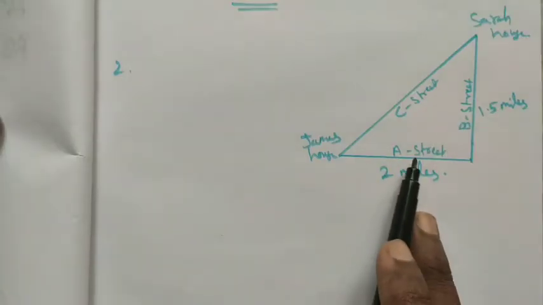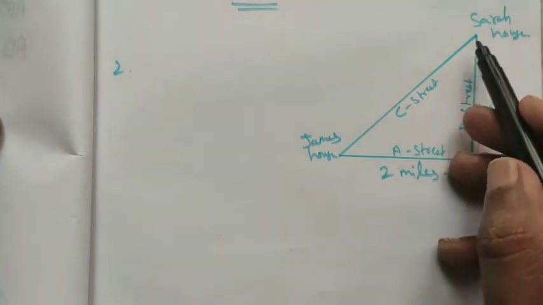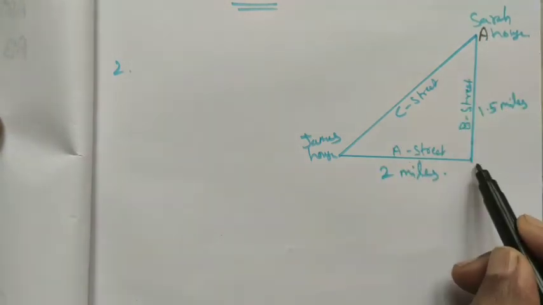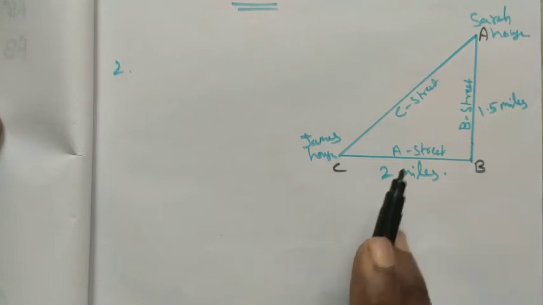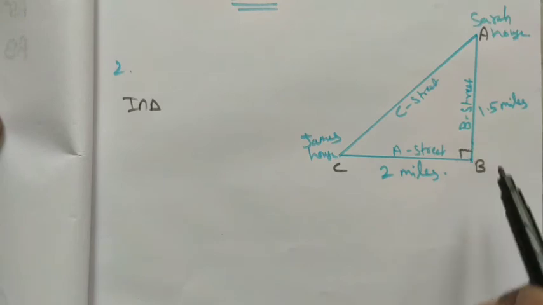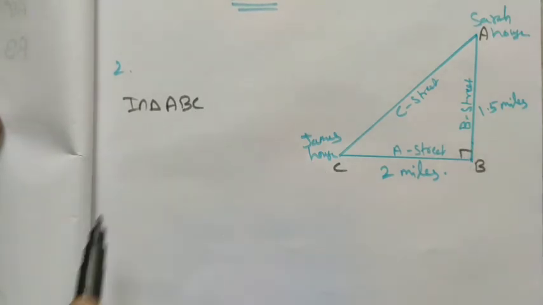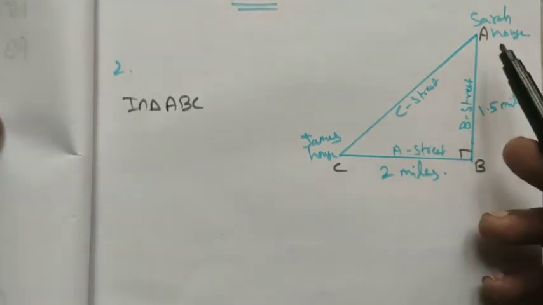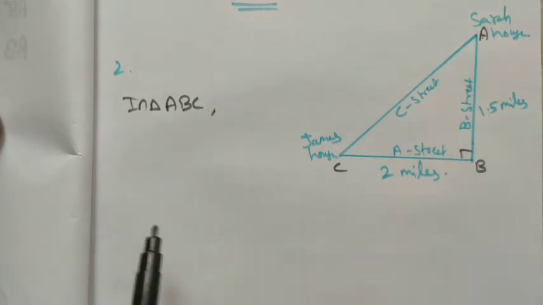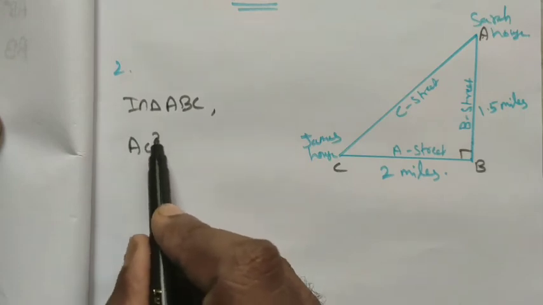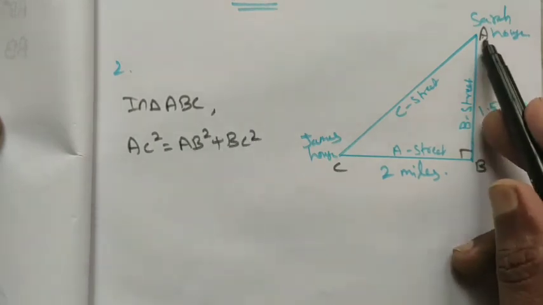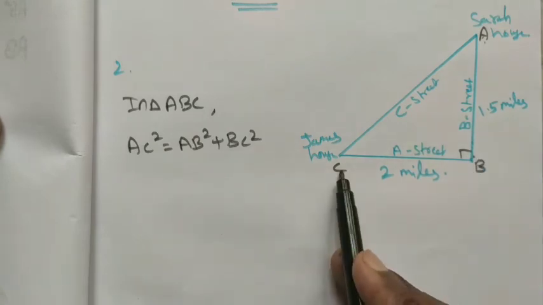So this is the diagram. This is A street, B street and C street. We want to find out the position of, let me take it as, this one is A, B, C or D, E, F, whatever may be. Right? In triangle ABC, this is a right angle. In triangle ABC by Pythagoras theorem, right angle triangle, right? So AC square is equal to AB square plus BC square.